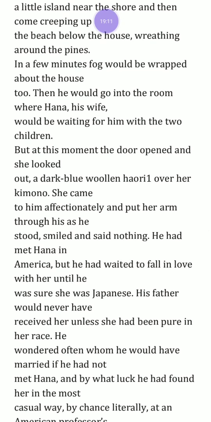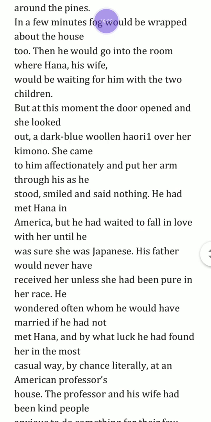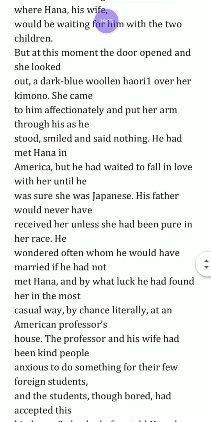Just like in the month of January, we can see how the atmosphere suddenly changed and completely became foggy, from clean to foggy. Then he would go into the room, where Hannah, his wife, would be waiting for him with the two children. But at this moment, the door opened, and she looked out. A dark blue woolen Haori. This is their clothes. You might have seen this kind of clothes in movies. So just like in our case, it is dhoti kurta, our traditional clothes, and sari. They have a kind of cloth, woolen Haori over his kimono. This was his kimono, it is just like an overcoat.